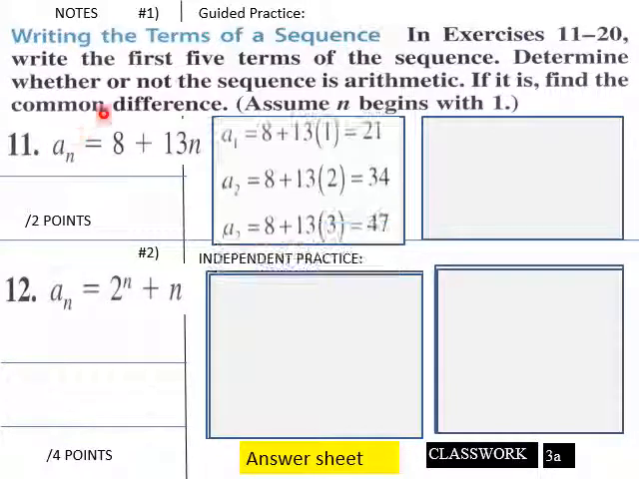For number 11, the first term here would be 21. Our second term would be 34. And then our third term would be 47. 8 plus 13 times 3.